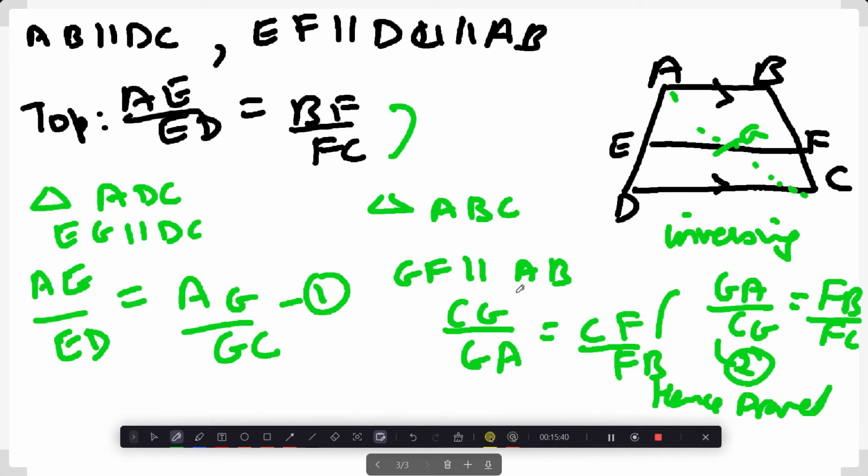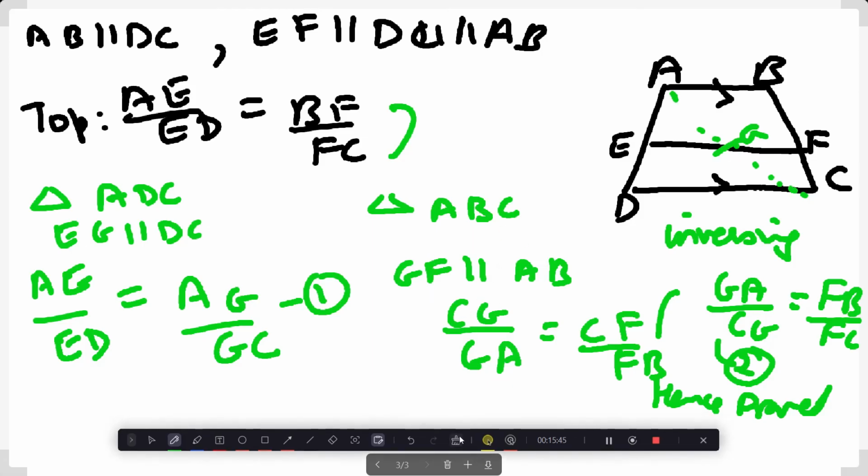Understood? When you're writing in the exam, you have to write it out in steps. I have just told you the answers as to how we should go about doing it. Let's look at another case.